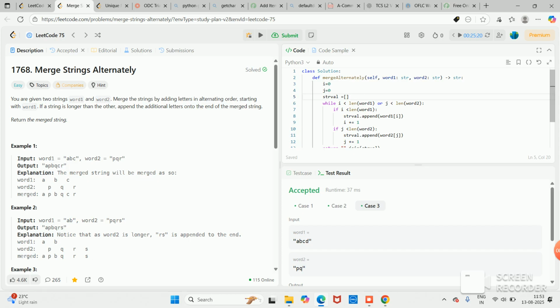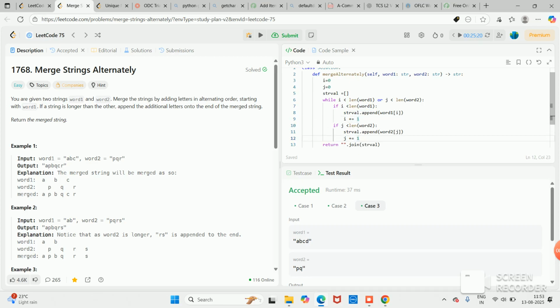To store this value, I have used a stack, that is the str val, and I'm iterating both the strings in parallel. Also I'm checking the length, and once a character is added to the stack, I'm incrementing the index. Once word1 is completed, it will not append the value again.